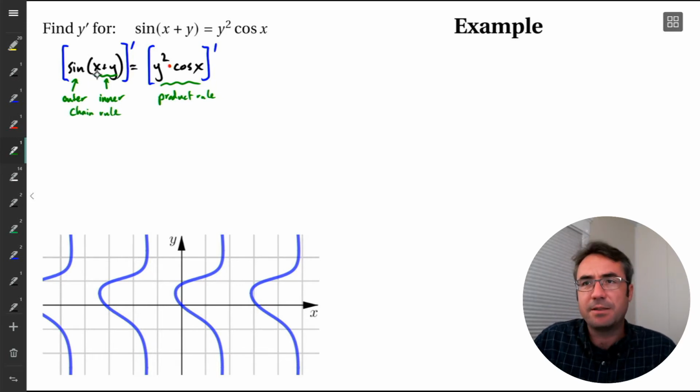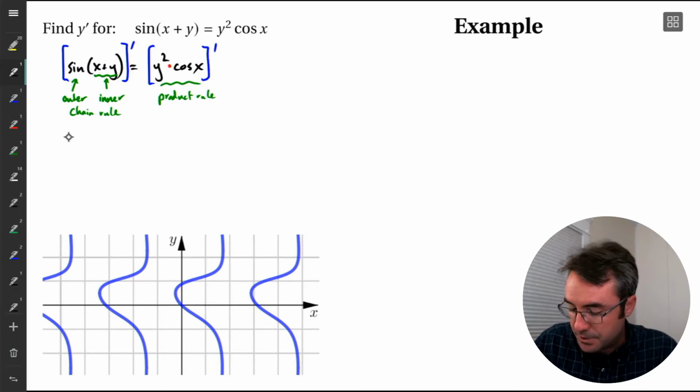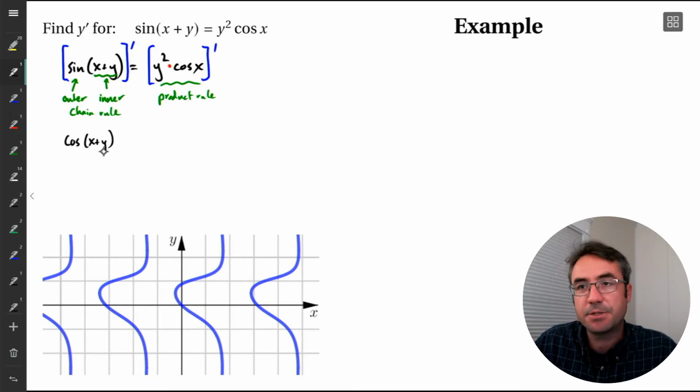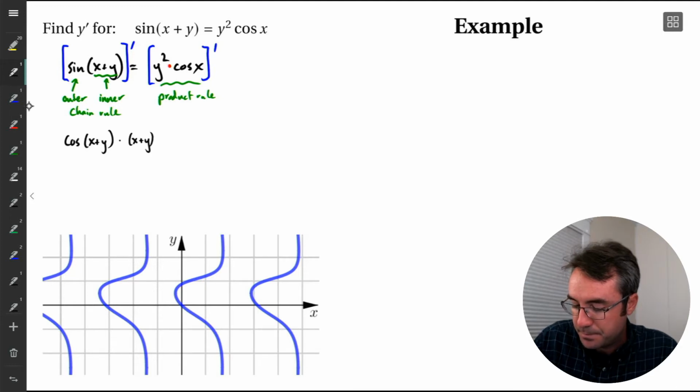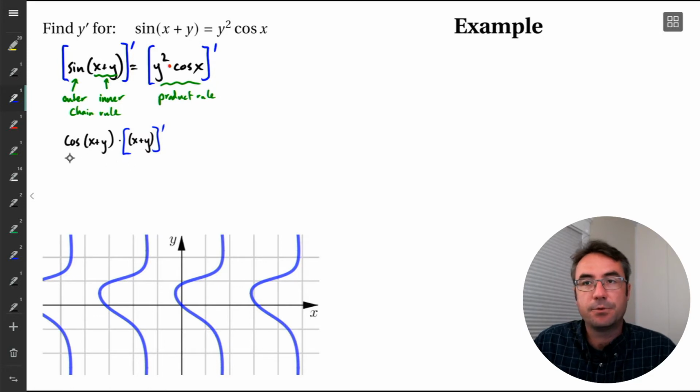All right, so how does that look? How does the chain rule look? Well, we start by differentiating our outer function. So the derivative of sine is cosine. We keep the inner function exactly the same, x plus y. And then we take that inner function and we multiply by its derivative. So that's chain rule: derivative of the outer function times derivative of the inner.